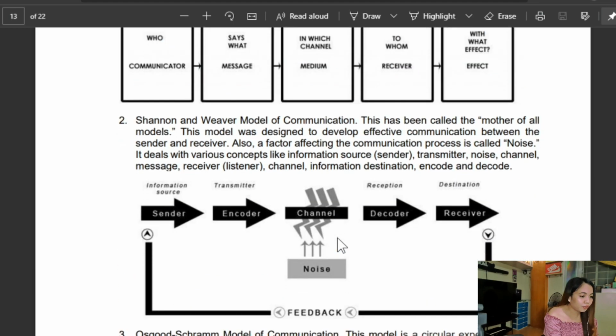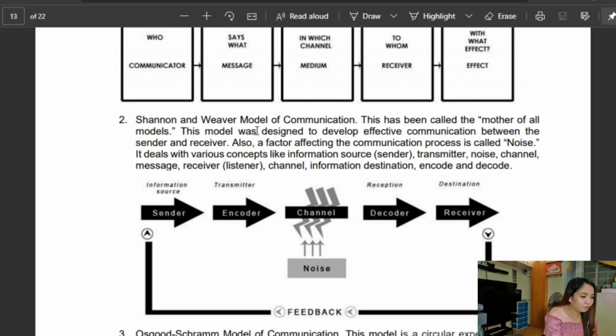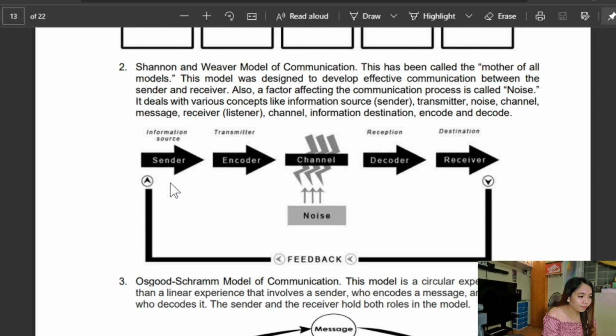Let's move on to number 2. Number 2, we have the Shannon and Weaver model of communication. So this has been called the mother of all models. Bakit kaya? This model was designed to develop effective communication between the sender and the receiver. Also, a factor affecting the communication process is called noise. It deals with the various concepts which are information source for the sender, transmitter, noise, channel, receiver, message, information destination, encode and decode. So let us study the model.